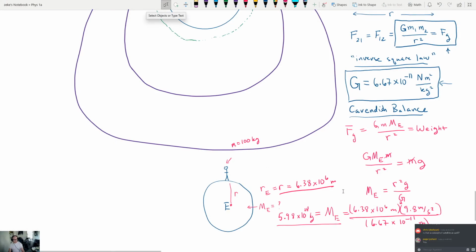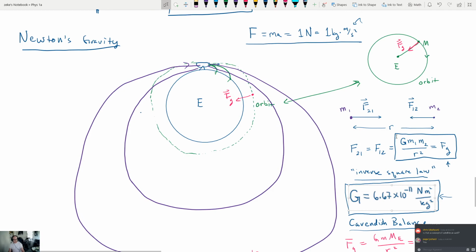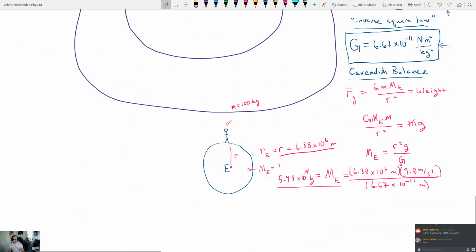So it's really powerful. Just by knowing this quantity, and again, this quantity was very difficult to measure. It was measured by a scientist named Cavendish. And knowing this force law, we can measure the mass of the Earth. That's really powerful. And actually, we can use this number, now that we have it, to measure the mass of all kinds of other stuff, like the mass of the sun, which we can then use to measure the mass of all the planets. This is a really powerful idea.